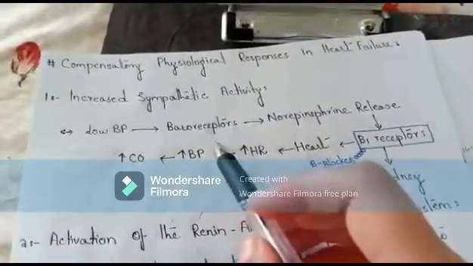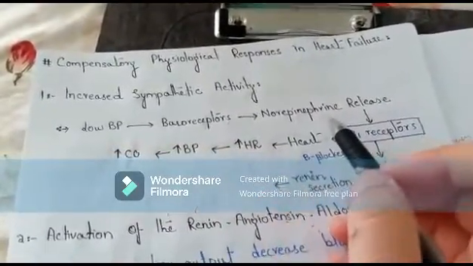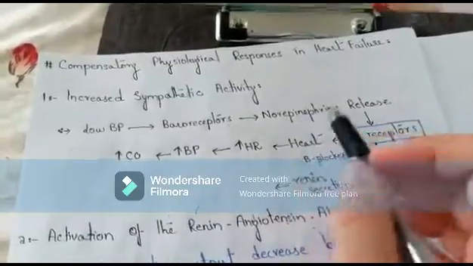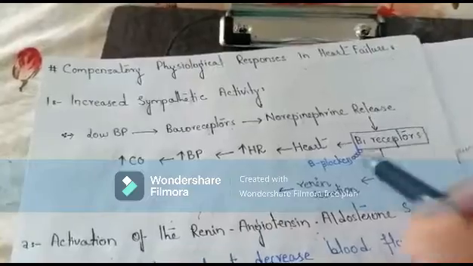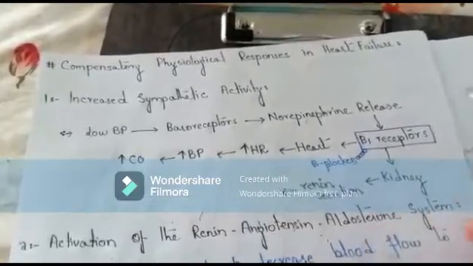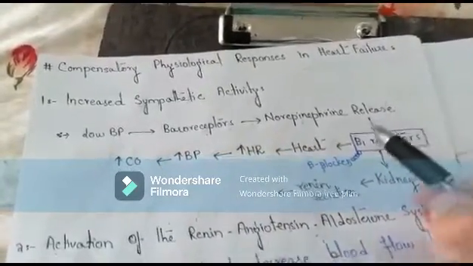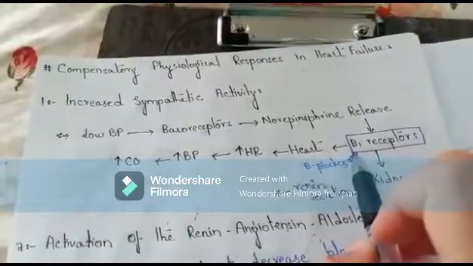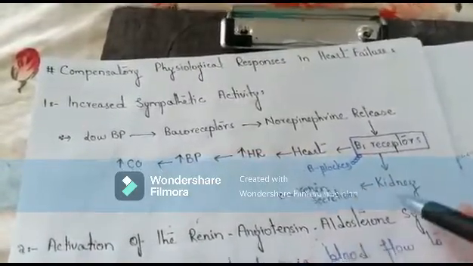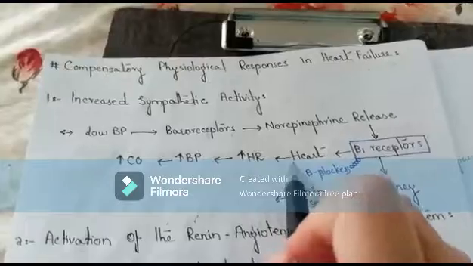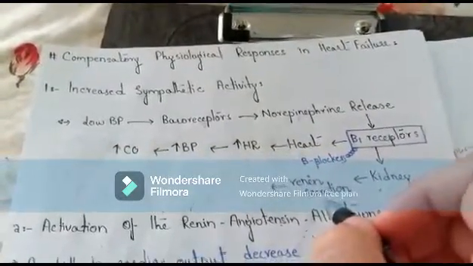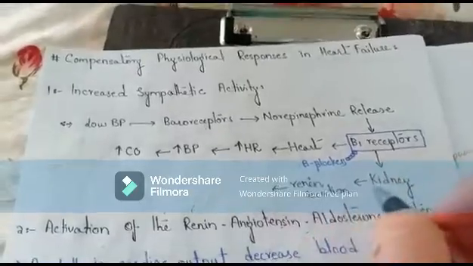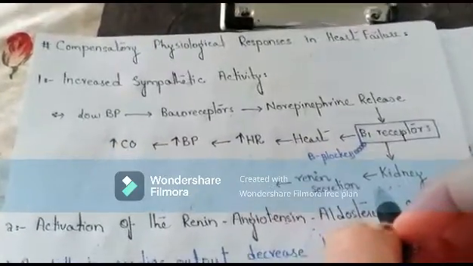They will release the norepinephrine. So the norepinephrine will then bind to the beta 1 receptors, and the beta 1 receptors are present in two main areas, that we already studied: the heart and the kidney. In the heart they will cause tachycardia, in the kidney they will release renin, and the renin will be secreted from the juxtaglomerular cells of the kidney.